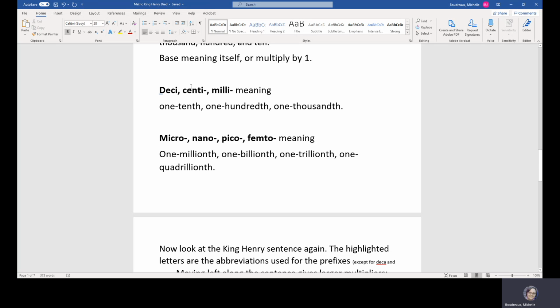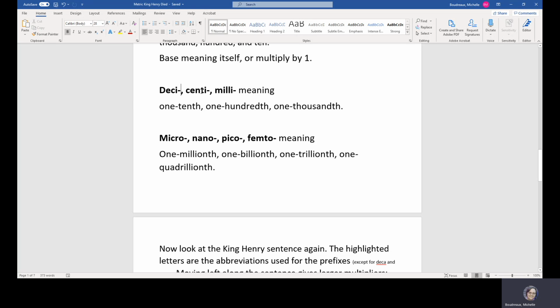Oh, I see a mistake here. The smaller ones are deci, centi, milli, from drinking chocolate milk. Deci means 1/10. So if I were making a recipe when I lived in Norway, I would use a deciliter to measure liquids into the recipe.